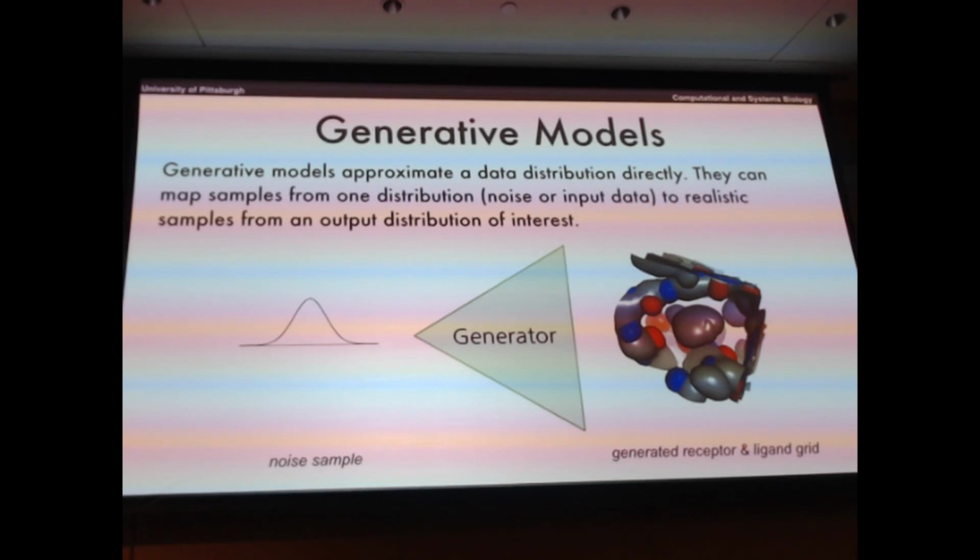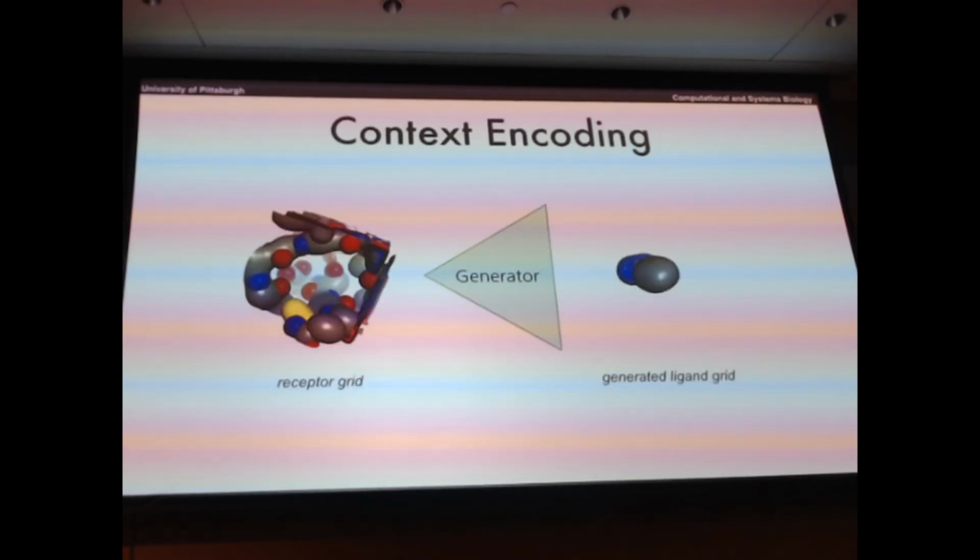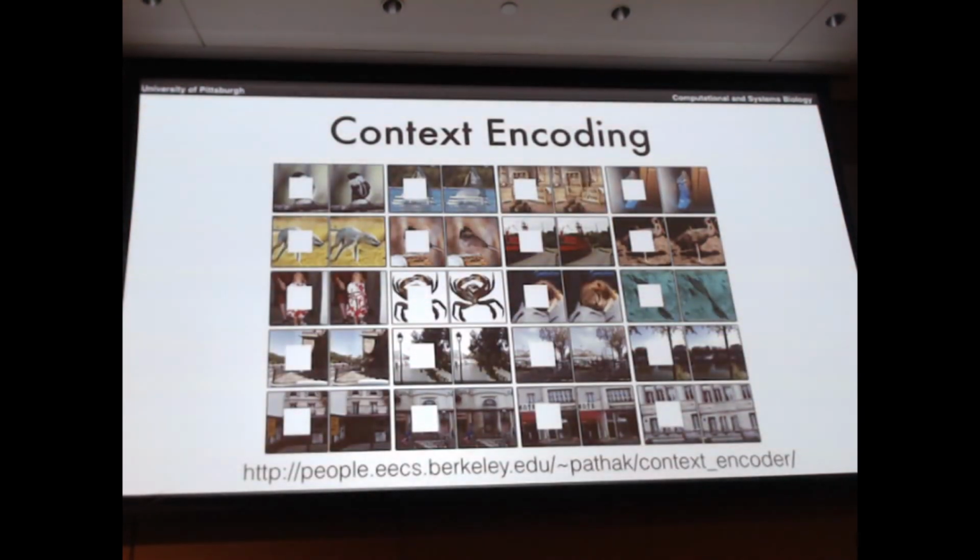A little bit more interesting is this idea of using context encoding. Instead of providing a noise vector as your input, provide the receptor, which you know, and generate a ligand that goes in that receptor. Right, so the analogy with images is where you take your photo and then you black out your least favorite relative, and then you have it fill it in with the background. Right? I think some of us have done this, right? In Photoshop, they actually have a tool for it. So this is context encoding.